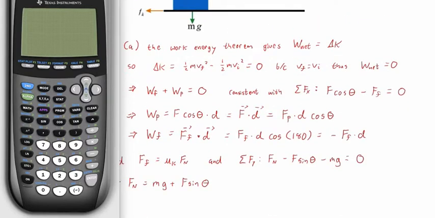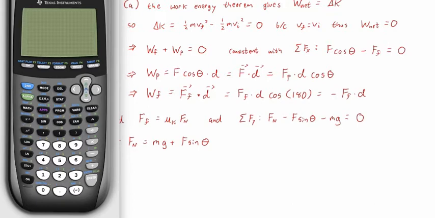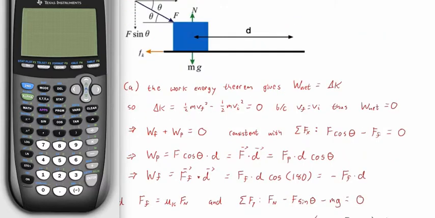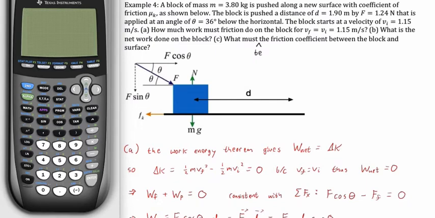Okay, and so then the work of friction is just going to be mu k times (mg plus F sine theta), all multiplied by displacement. Okay, so we got our two work expressions for the work of friction and the work of pushing.